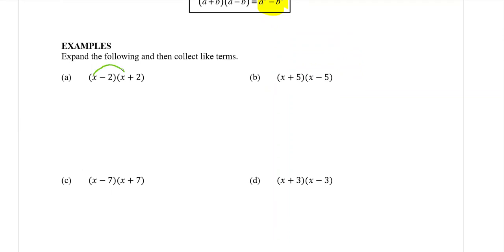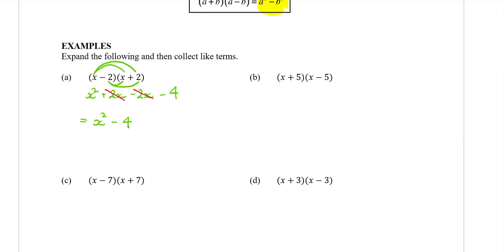We're going to go x times x is x squared. X times a positive 2 makes a positive 2x. Minus 2 times x makes the negative 2x. A minus 2 times a positive 2, what does that make? Minus. Because one of them was negative, it will be a negative 4. And what should always happen when you look at those middle terms, a plus 2x minus 2x, that would make 0. So they effectively just cancel out. That's why I've crossed them out. And we get x squared minus 4.